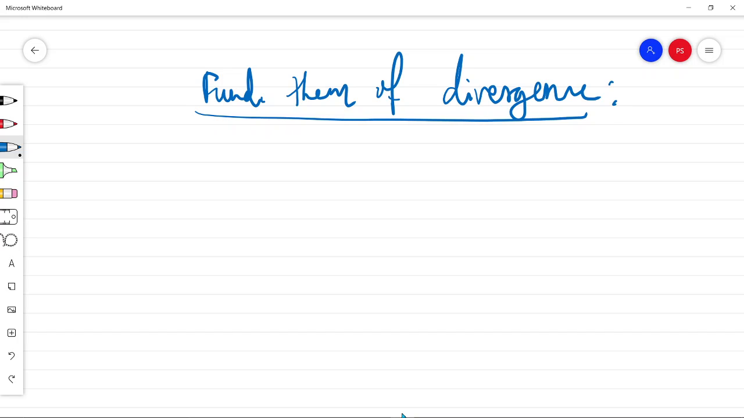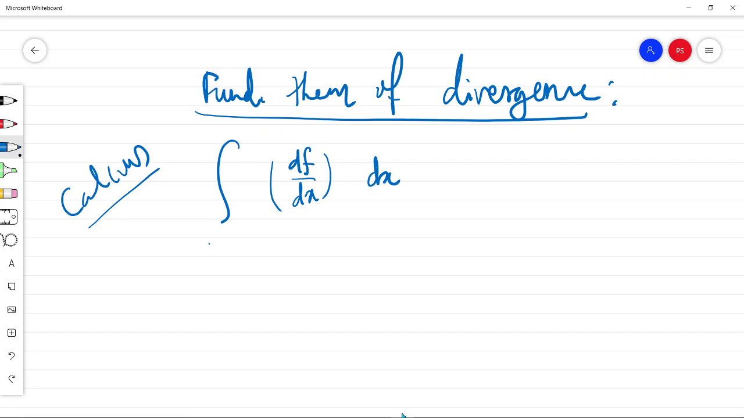Now, in order to see the analogy, let us rewrite the fundamental theorem of calculus first. The derivative of a function, df by dx, when integrated from some lower limit to an upper limit, is equal to the difference between the values of the function at the boundaries.